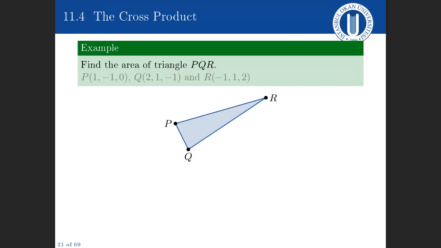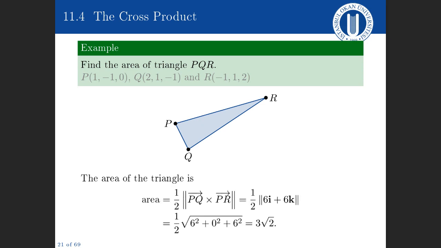Find the area of triangle PQR, where P, Q and R are the same points that we used in the previous example. We have a formula for the area of a triangle. The area of a triangle is a half multiplied by the norm of PQ cross PR. And we already know PQ cross PR. In the previous example, we found that that's 6i plus 6k. So the area of this triangle must be a half multiplied by the norm of 6i plus 6k. And I leave it for you to check that that's 3 root 2.